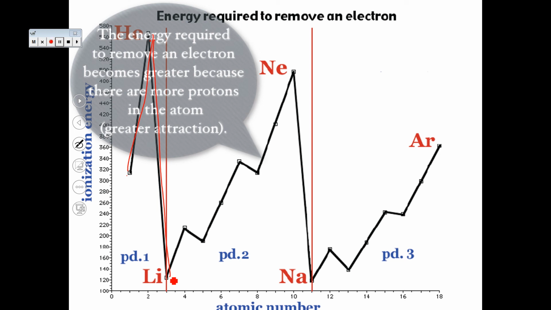Okay. And then as you go across period 2, though, it increases again because your radius is getting smaller. It's harder to remove an electron from a smaller radius. There's a stronger attraction between the protons and electrons. The ionization energy increases.